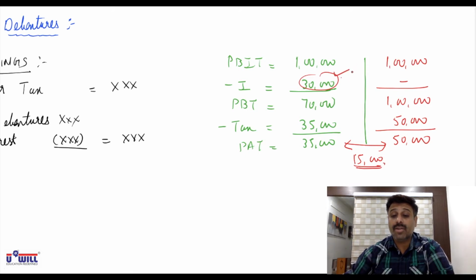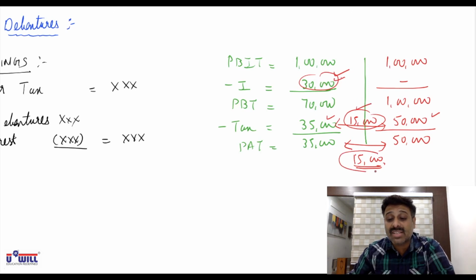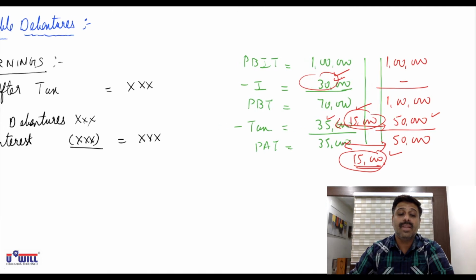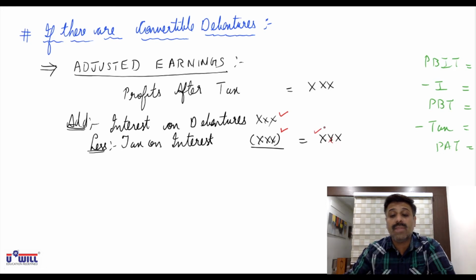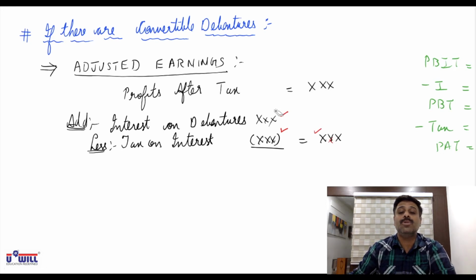30,000 you save on interest, but then you also pay more tax of 15,000. Instead of 35, now your tax burden increases. So 30 minus 15, your profits increase only by 15,000. So that's what I did over here. Interest on debentures of 30,000 we add. Tax on that interest, 30,000, 50%, 15,000 we minus. So overall profits would increase only by the net amount of 15,000.